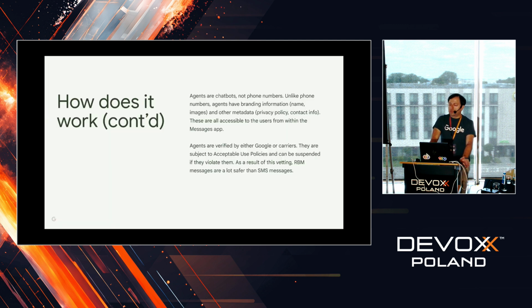As I mentioned before, agents are not phone numbers. They are chatbots. They have a lot of branding and privacy policy and contact information, and just a lot of things that phone numbers don't have. And they're also more trusted. They're also verified, either by Google or by a carrier or both. So they're subject to acceptable use policies. There are repercussions for violating them. And there's just a lot of vetting that goes on before an agent can actually send messages.